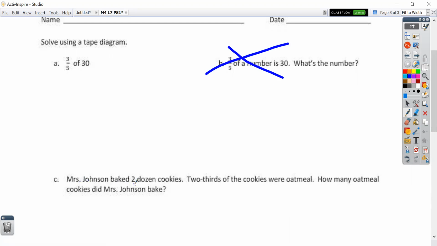Mrs. Johnson baked 2 dozen cookies. 2/3 of the cookies were oatmeal. How many oatmeal cookies did Mrs. Johnson bake? I think you guys will be fine with that. Just cross off B, do A and C for me, please. And let me know if you need my help today. Nice job.